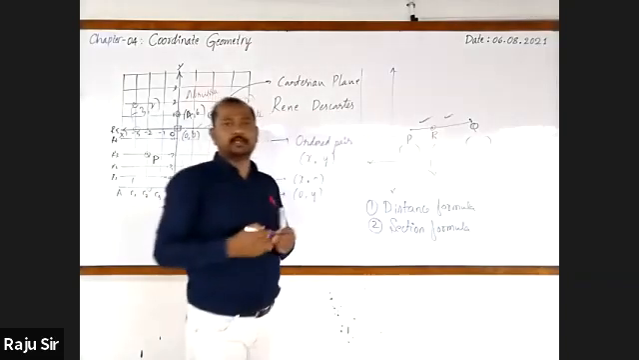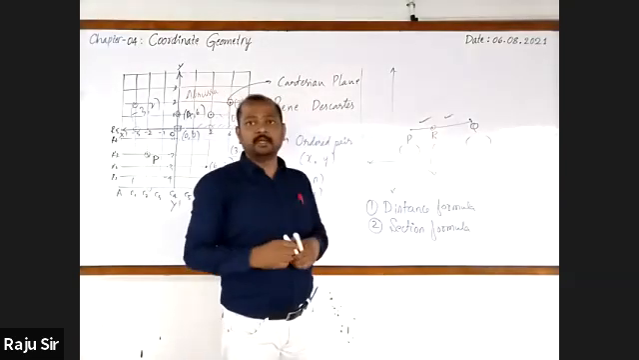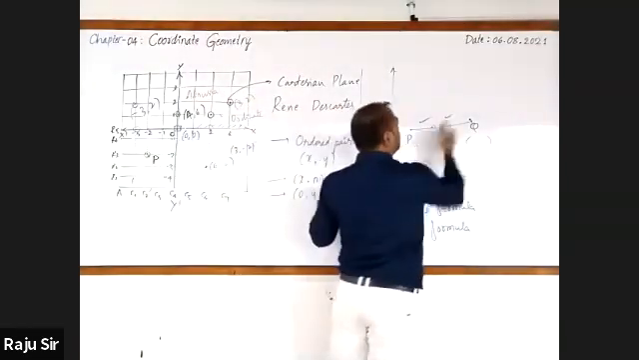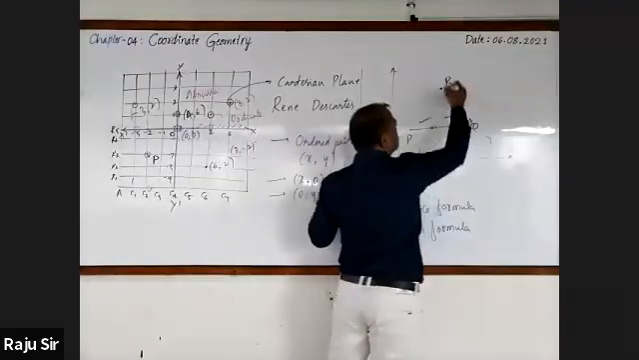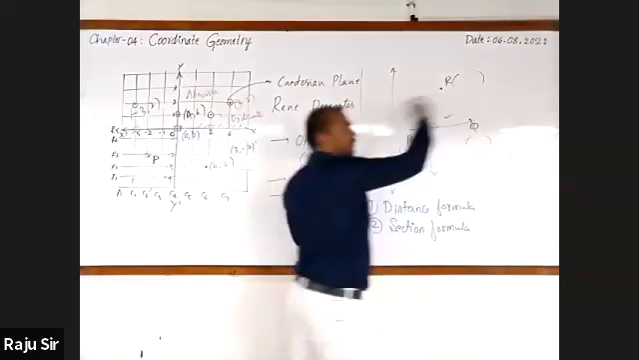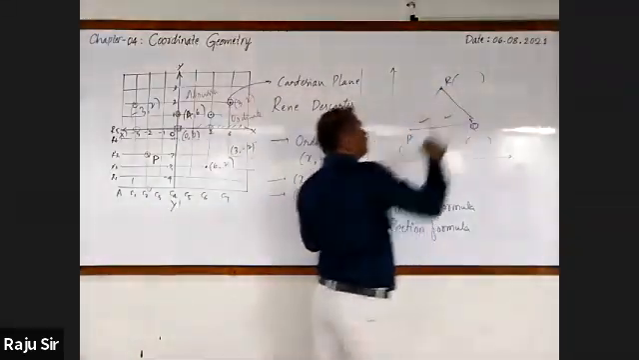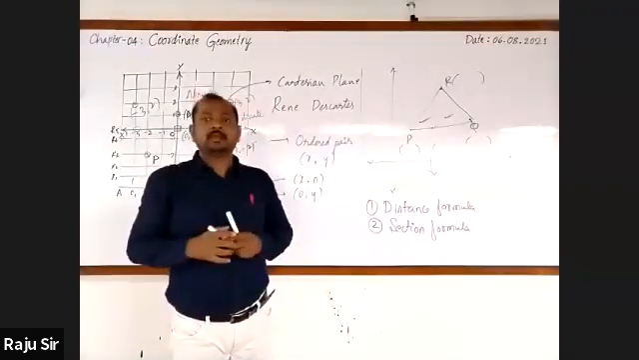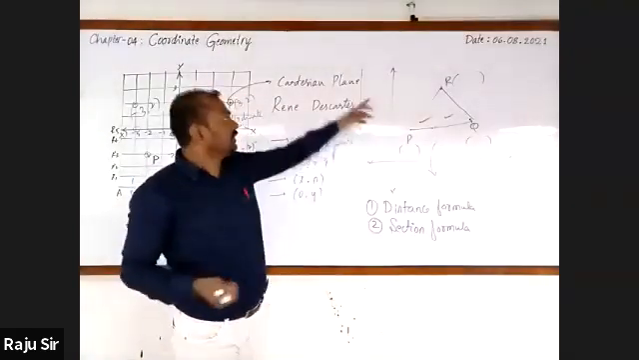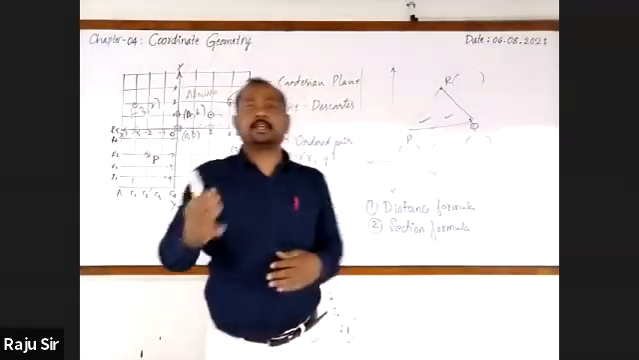Section formula, and afterwards we will go for deriving that. And the third one is, here I'm going to take one more point, R. We know the coordinates of all the 3 points. When you join these 3 points, what do you get? A triangle. Area of a triangle. Area of the triangle.